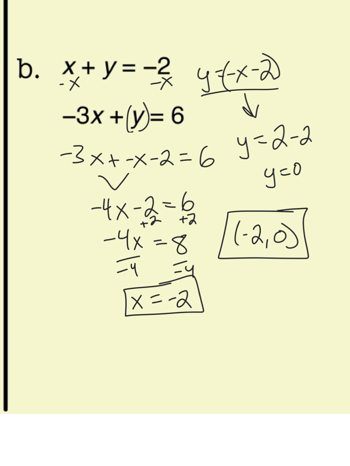So if I plug in, I'm going to do this in a different color so you can see. If I plug in negative 2 for x plus 0 for y, yep, that equals negative 2. We're good. And if I plug in negative 2 for x, 0 for y, negative 3 times negative 2 is positive 6. So yep, we're good.